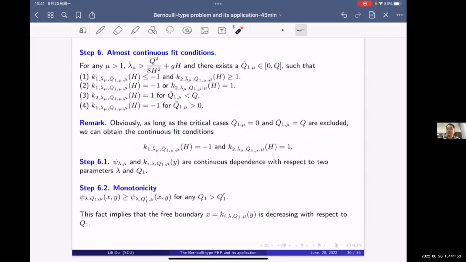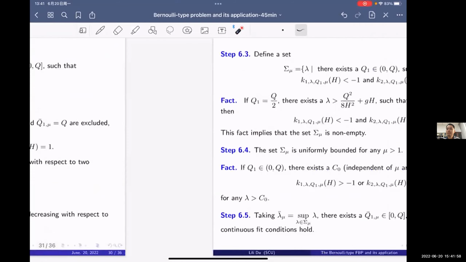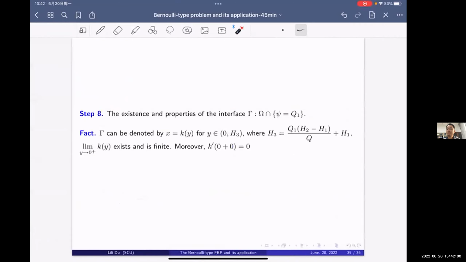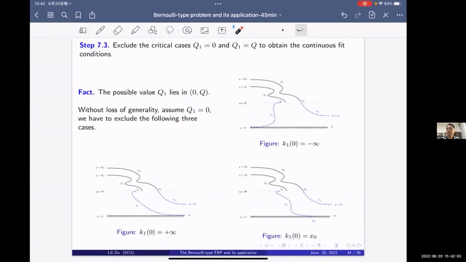So we will show this fact in this step. In step 7, we exclude the critical cases Q1 equals 0 and Q1 equals Q to obtain the continuous fit conditions. For example, without loss of generality, assume Q1 equals 0. We have to exclude the following three cases.